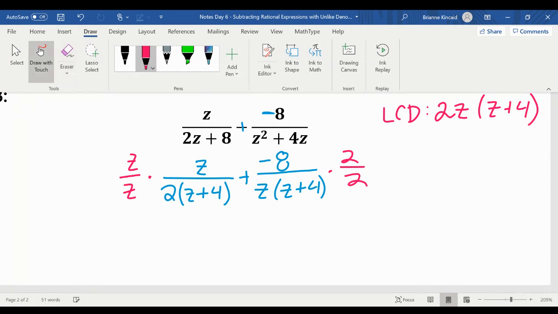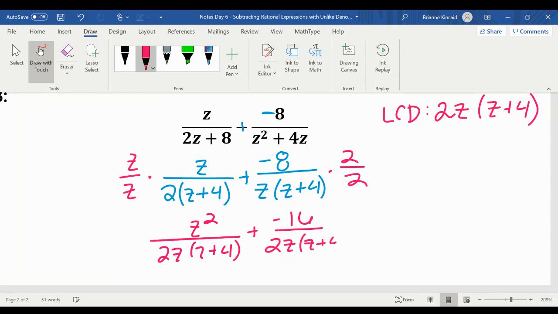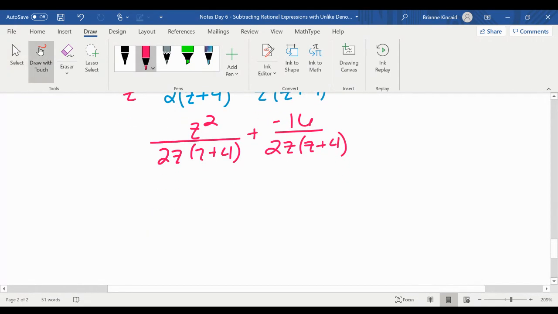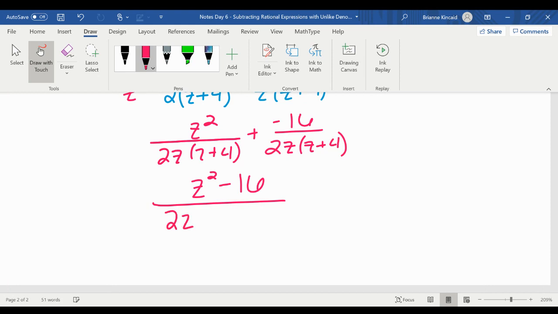When I do this, I'm going to get z squared over 2z times z plus 4. Remember, when you're doing this, you should always get the LCD in every denominator. And then plus negative 16 over 2z times z plus 4. Once I have common denominators, I can combine in the numerator. So z squared plus negative 16 is z squared minus 16 over 2z times z plus 4.